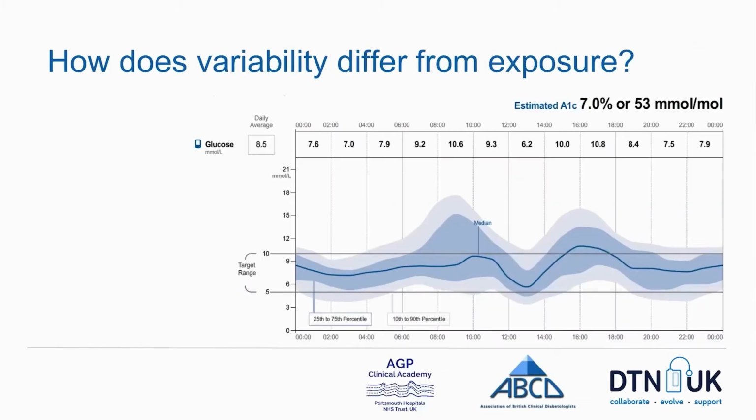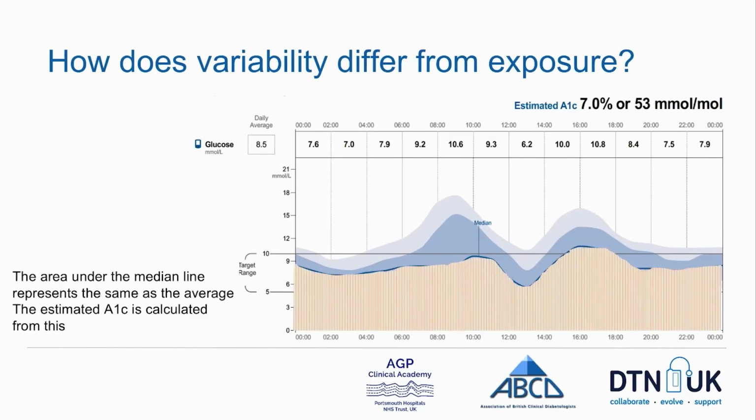So we've talked about variability, we've talked about exposure in terms of hemoglobin A1C. On this figure, what do those two things look like? So effectively, the hemoglobin A1C, or the average glucose level, is shown on this figure by the area underneath the median line. And the two mathematically are virtually identical in that respect.